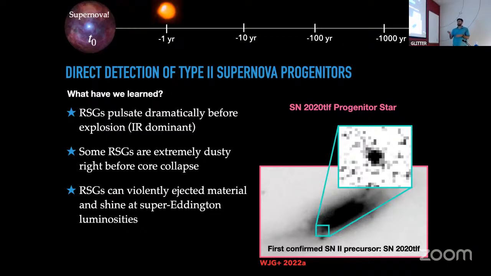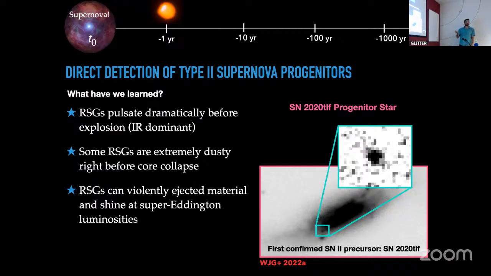This is the first and only precursor of a type 2 supernova, 2020 TLF, where the progenitor star was actually detected in not even that resolved of an image. This is a Pan-STARRS image of a galaxy at 40 megaparsecs, but it was so bright before explosion that we actually detected the red supergiant in the pre-explosion image at super Eddington luminosities, meaning that it was likely liberating and ejecting a lot of material, whether that's from these super dramatic pulsations, maybe something more related to binarity, or some sort of violent core instability that ejects a lot of material.